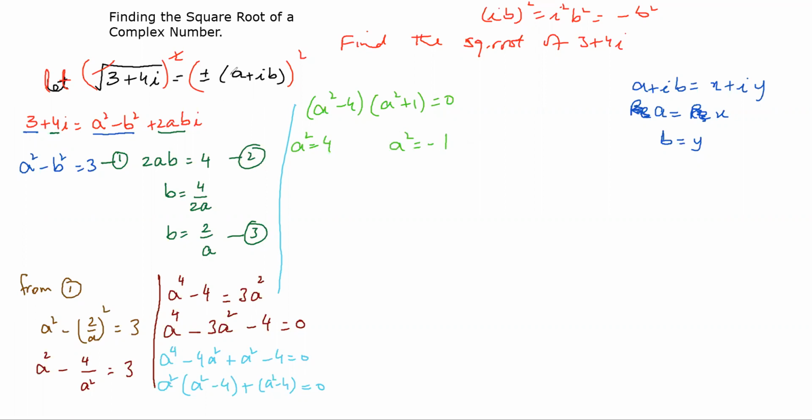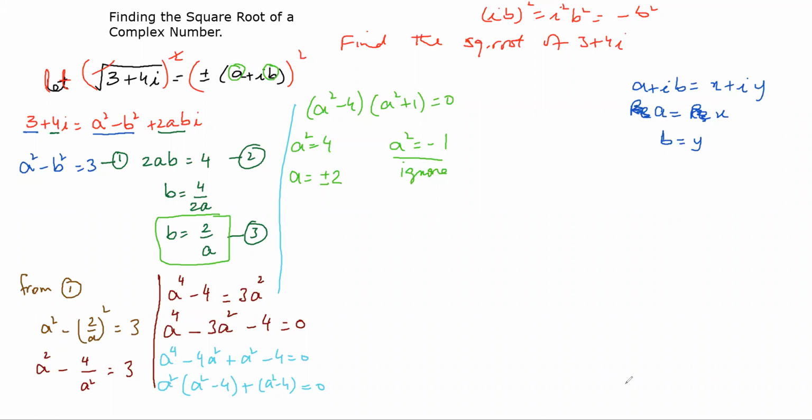Now, since both of these a and b are real numbers, we'll have to ignore this. We'll just ignore this because we want the real values of a and b. So when you take the square root over here, you have plus minus 2. Now we go back to this equation here to find the corresponding values of b.